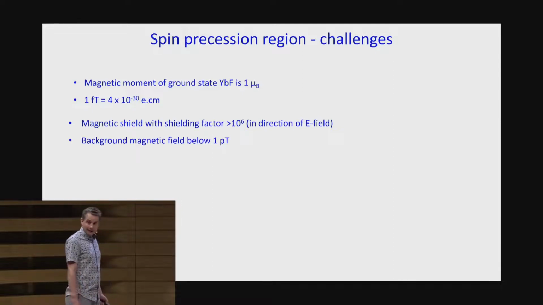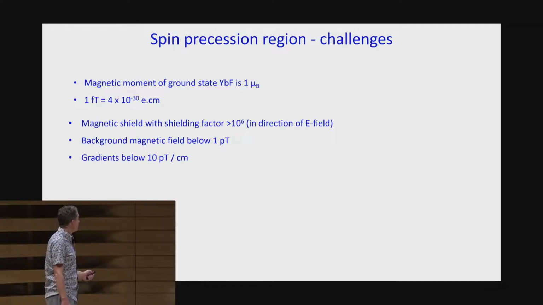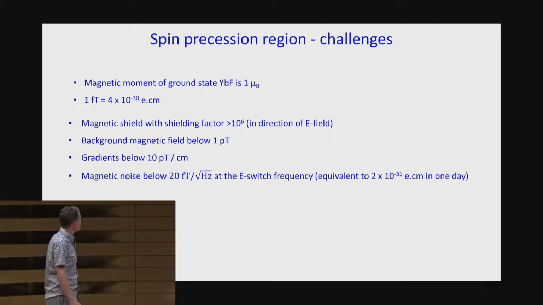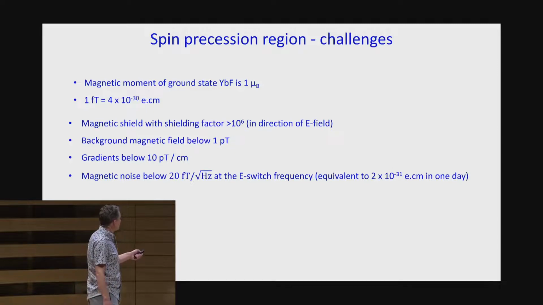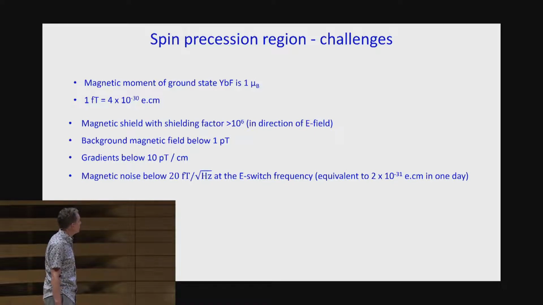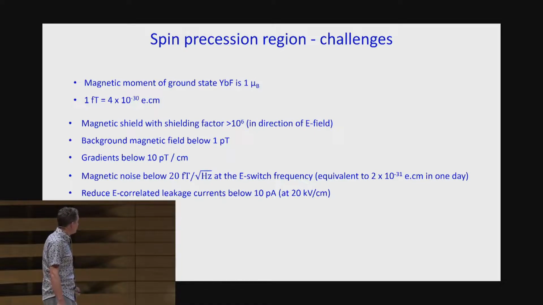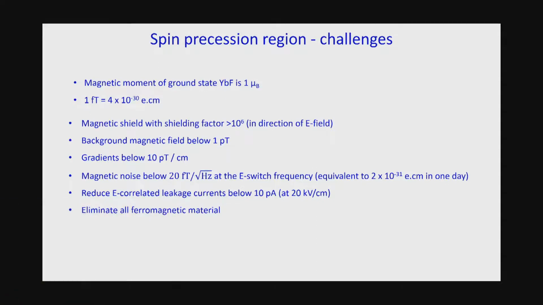We would like the background magnetic field to be below a picotesla, the gradients to be below 10 picotesla per centimeter. We would like the magnetic noise inside the machine to be below 20 femtotesla per root hertz at the electric field switch frequency. We want to reduce E-correlated leakage currents to below 10 picoamps at our operating field of 20 kilovolt per centimeter. We have to eliminate all ferromagnetic materials from the machine. And we also have to eliminate all metals from the spin precession region because they generate too much magnetic Johnson noise. So all of that is very challenging.